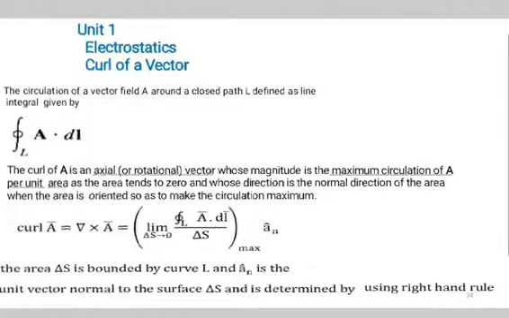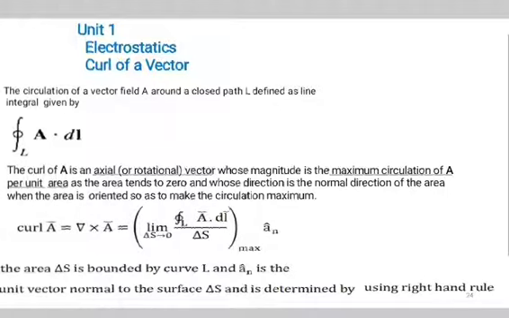Good afternoon. So, the next point in unit 1 is curl of a vector. The circulation of vector field A around a closed path L is defined as the integral of A dot dl. The curl of A is an axial, or rotational, vector whose magnitude is the maximum circulation of A per unit area as the area tends to 0, and whose direction is the normal direction of the area when the area is oriented so as to make the circulation maximum.